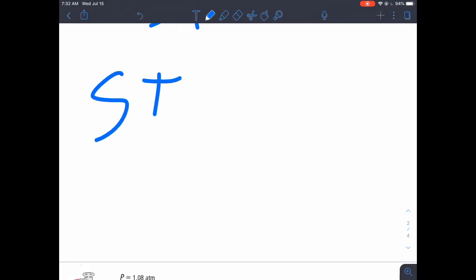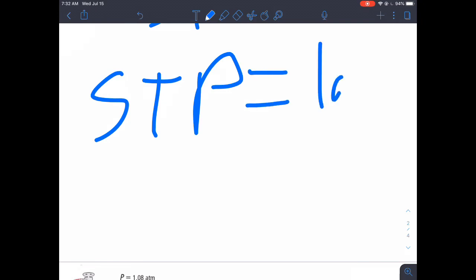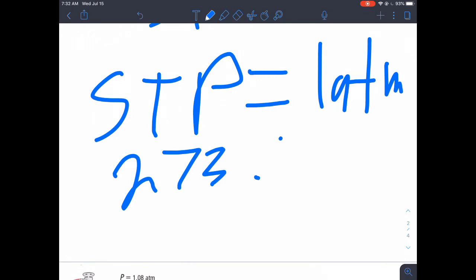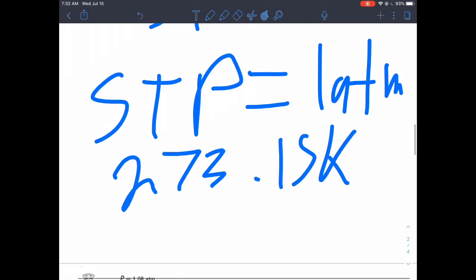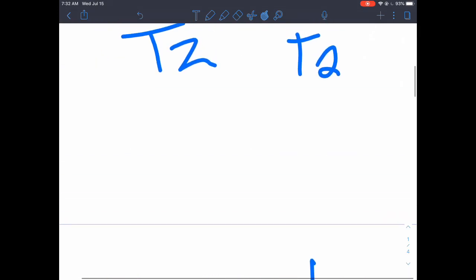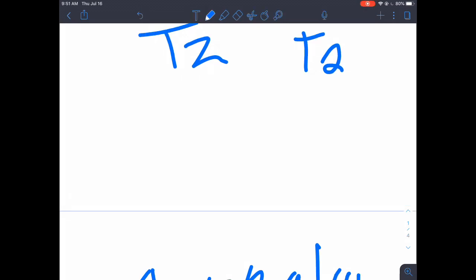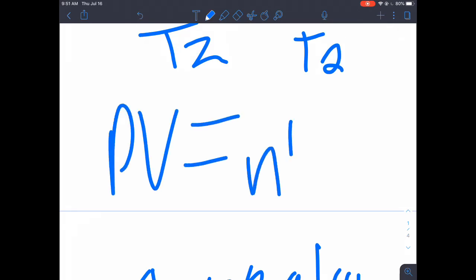Standard temperature and pressure, abbreviated as STP, is 1 atmosphere and 273.15 kelvins, which is 0 degrees Celsius. Ideal gas law is a general law that can be used to calculate the value of an unknown variable in a gas if we know 3 variables of that specific gas. It is written as PV equals nRT.